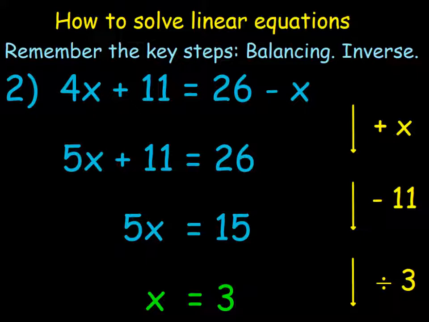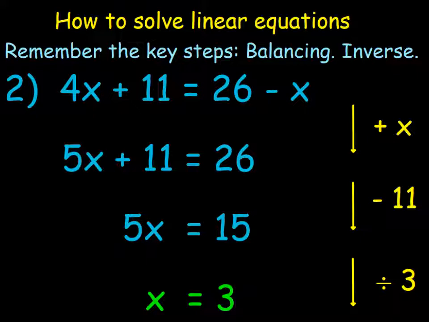We now have to move the plus 11. To move plus 11, you do the inverse minus 11. That gives us 5x on the left side, 26 minus 11 equals 15 on the other side. From 5x equals 15, we divide both sides by 5, giving us x equals 3.